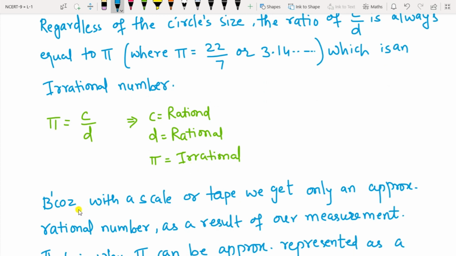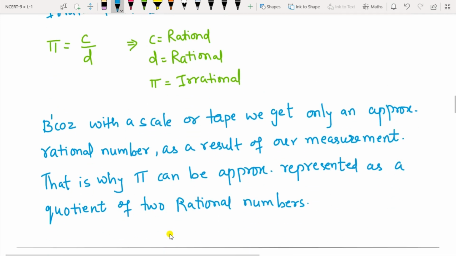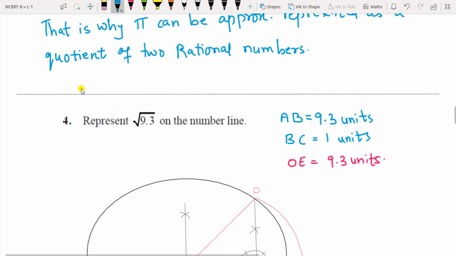Because with a scale or a tape, we get only an approximate rational number as a result of our measurement. That is why pi can be approximately represented as a quotient of two rational numbers. So this is a quotient of two rational numbers, and the answer is an irrational number. That is, we cannot measure pi exactly with any scale or any instrument.